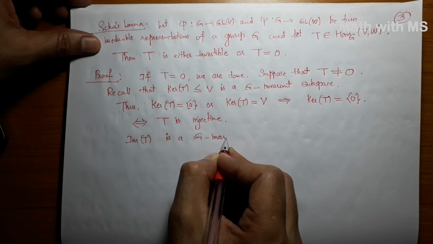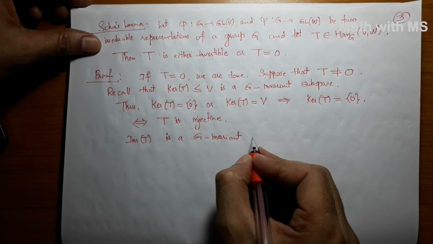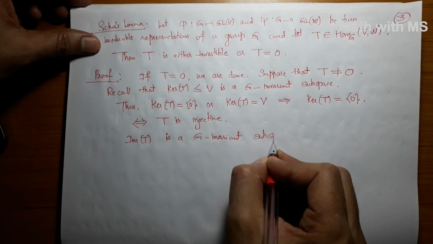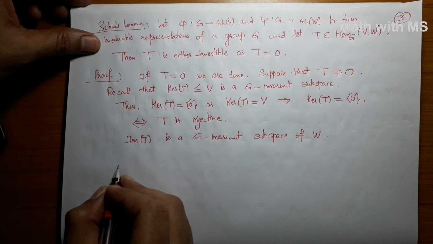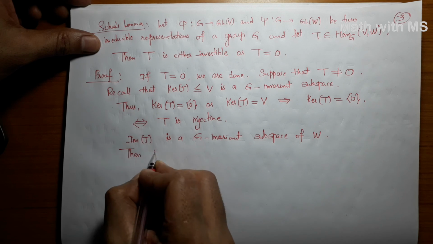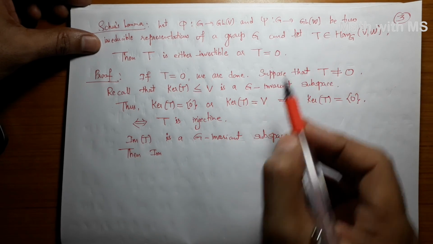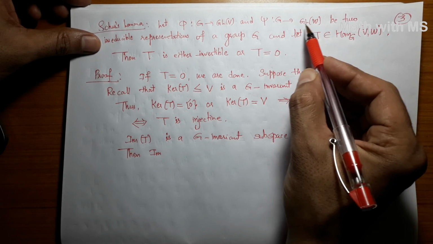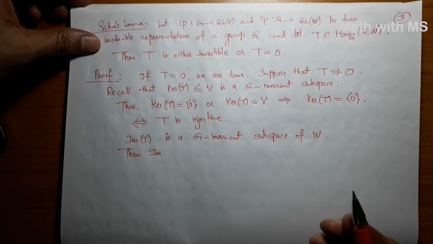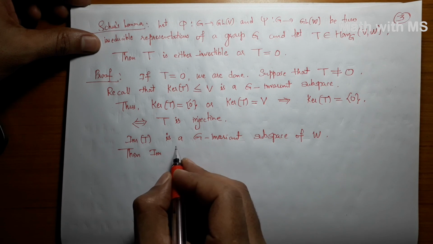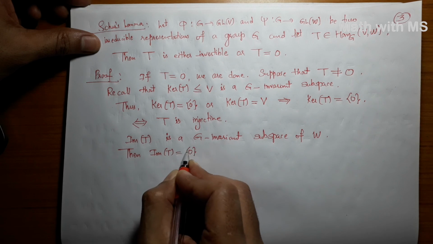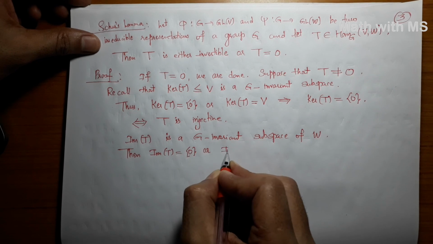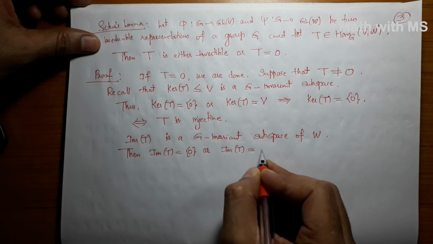Again from the previous proposition, image of T is a G-invariant subspace of W. Then again, because the representation psi from G to GL(W) is also given to be irreducible, the image of T is either 0 or full W. So the image of T is either the singleton 0 or the full space W.